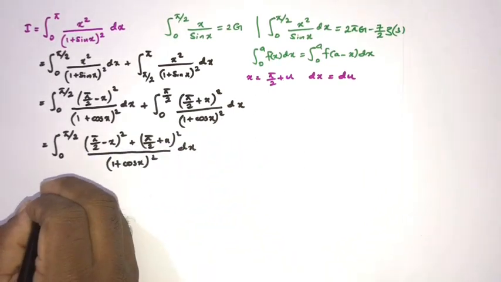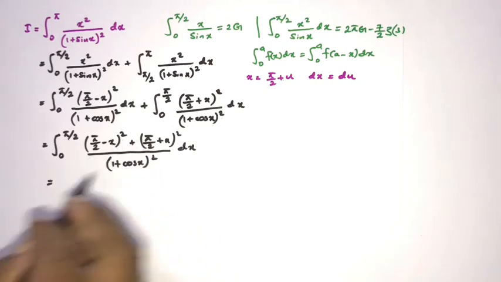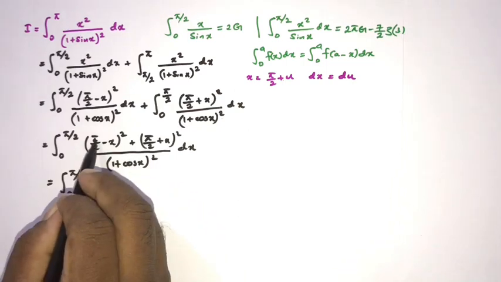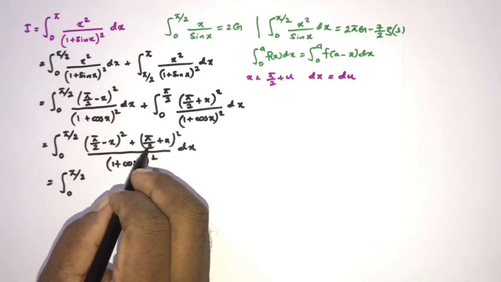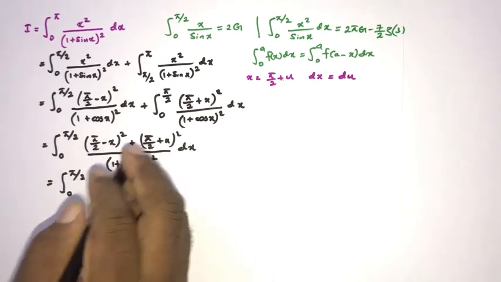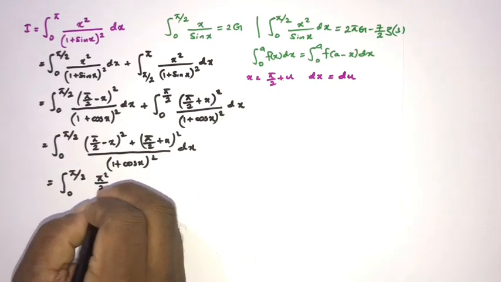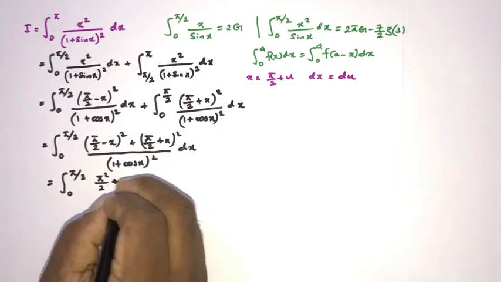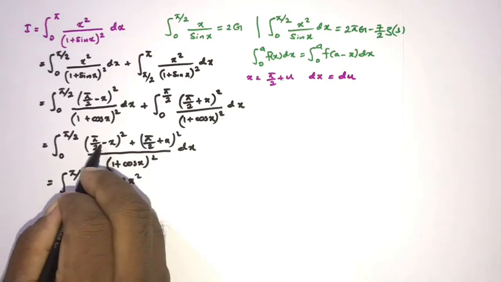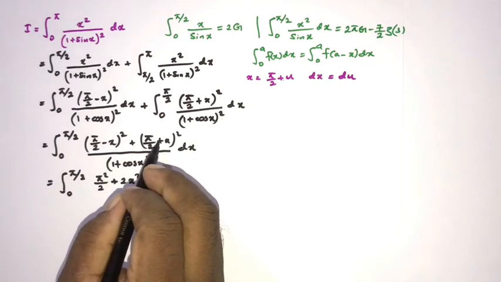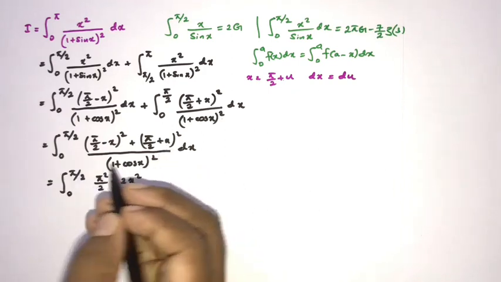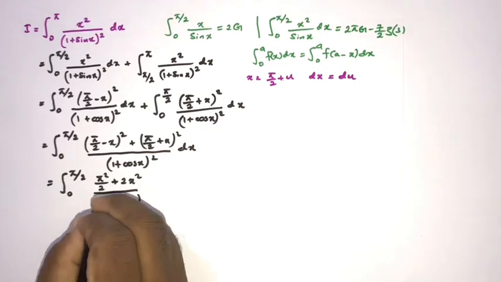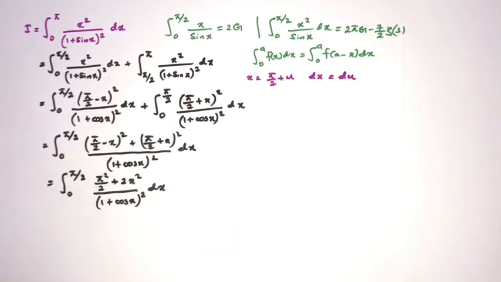Well, now we can simplify the numerator. Pi square over 4, here also pi square over 4, we know pi square over 4 plus pi square over 4 is pi square over 2, then here x square, here also x square, so plus 2 times x square. Now the middle terms, minus pi x and plus pi x, get cancelled. So here we have (1 plus cosine of x) squared dx.